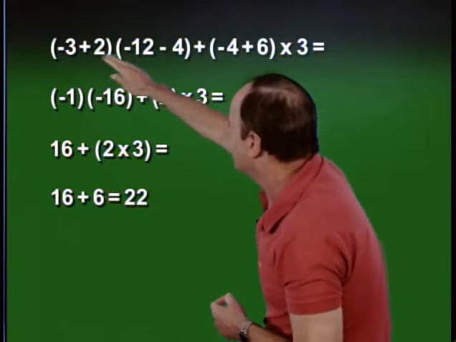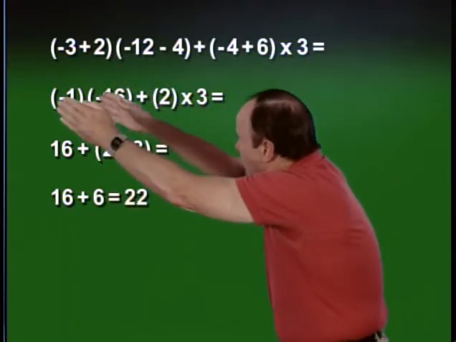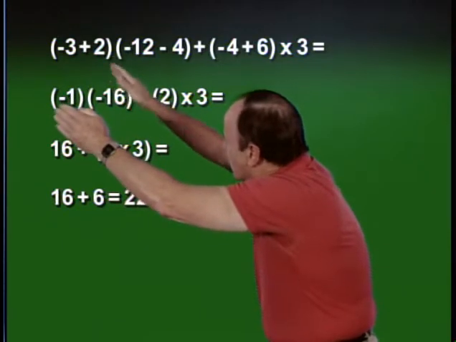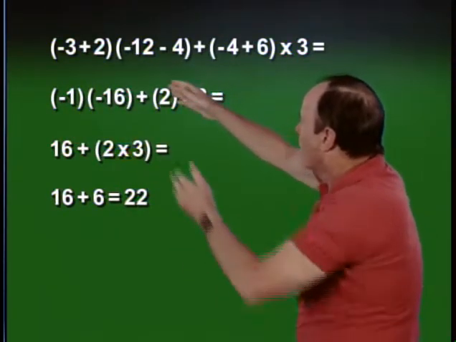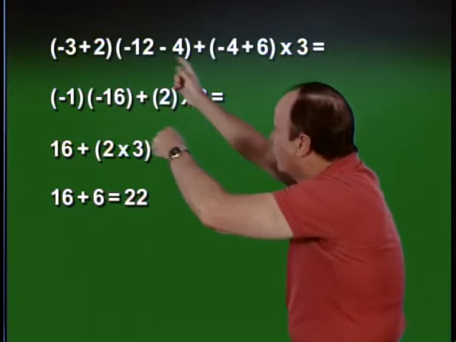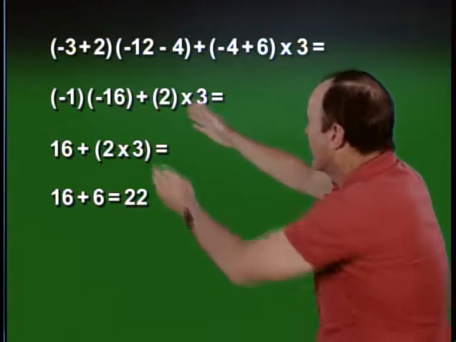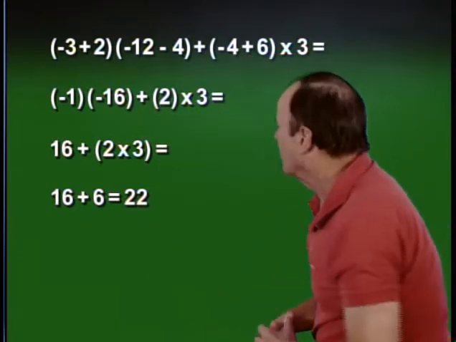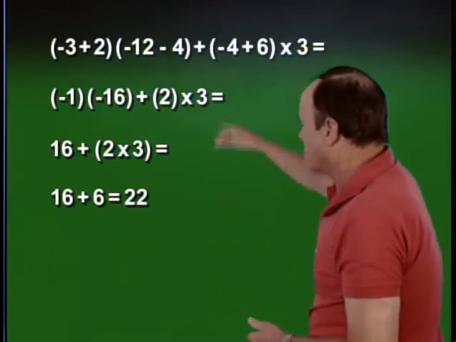Well, let's take a look at it. We're going to do what's inside the parentheses first. So minus 3 plus 2, that's minus 1. And minus 12 and minus 4 comes out to minus 16. You add them together in that case. And minus 4 plus 6, well, it's 6 minus 4. That came out to 2. I knew that one easily. And then the next one just says 3, so we'll just copy the 3 down. And that's times 3.